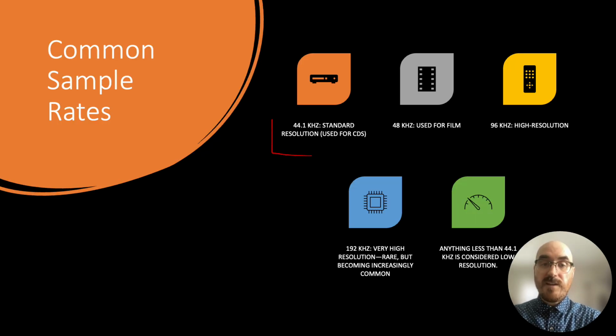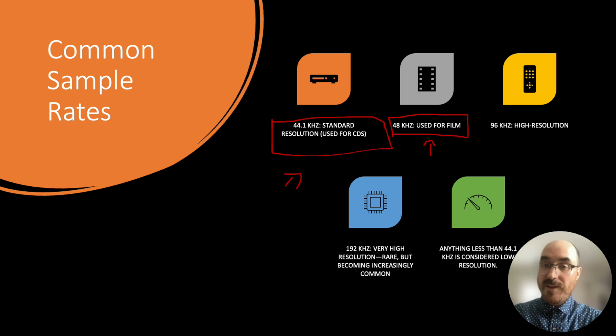This is what's known as CD standard. Most DAW software, if you don't tell it to do otherwise, will record in this sort of standard. If you're a film score composer or writing anything for picture, it's probably going to be in this 48 kilohertz, used for film. If audio is going to DVD or Blu-ray, it's got to be in 48 kilohertz.